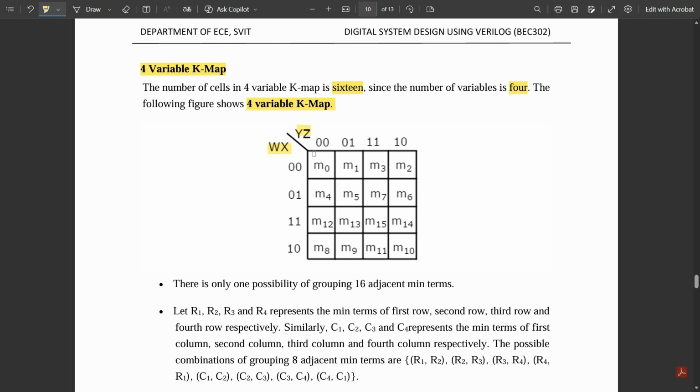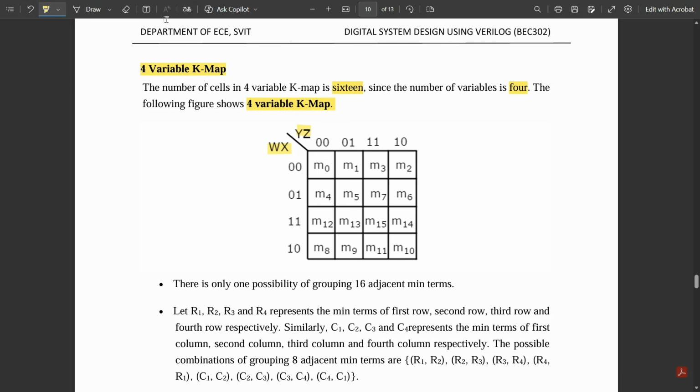Here it would consist of four rows and four columns equally, because we are having two variables in each. So it would be 0 0, 0 1, 1 1, 1 0 in rows and columns also. So that's why it would be 4 by 4, totally a 4 cross 4 square. So we would be having totally 16 cells in it.